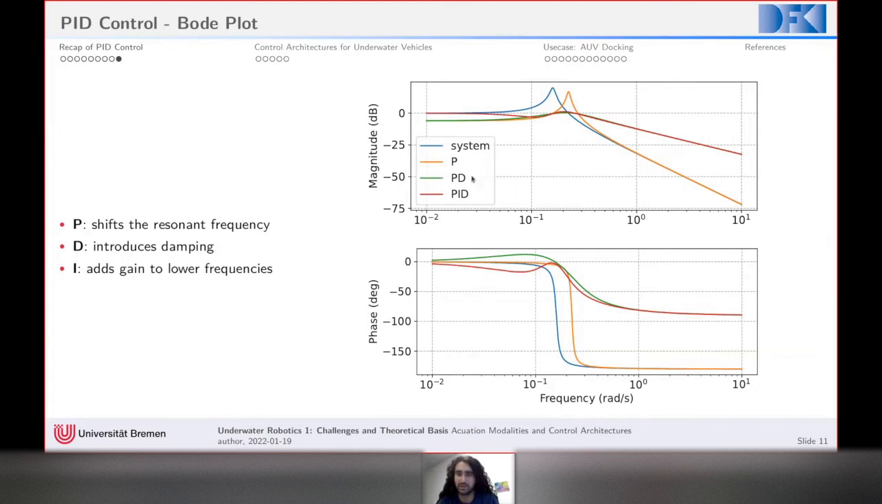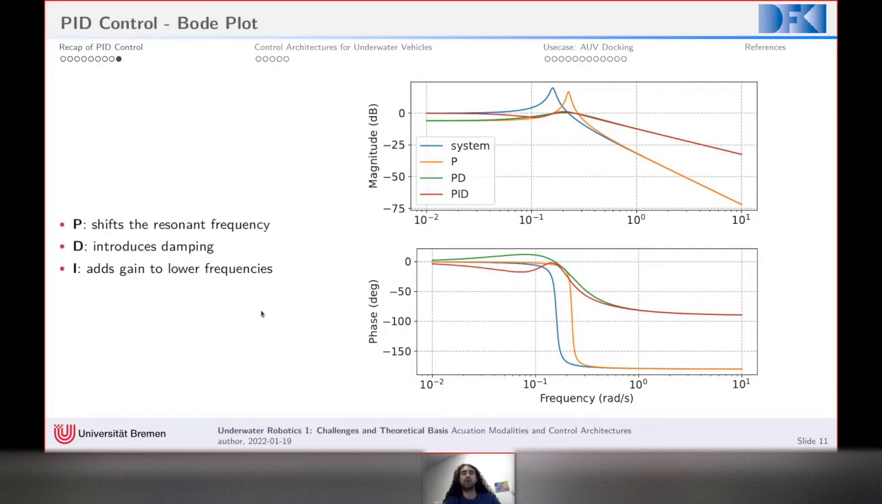If we add a derivative part, we are adding more damping to the system. So this switches to the green curve here. You can see that it was following the yellow one here, however, we got rid of this peak. So this kind of unstable behavior, we removed it a little bit. And then adding the I in the end will basically introduce into my system lower frequencies only, which help me get rid of this steady state error.